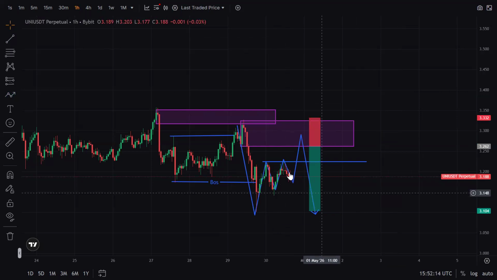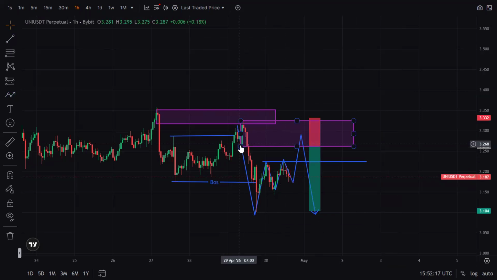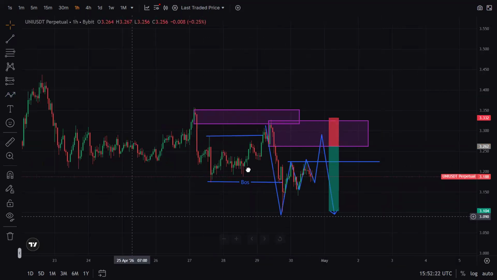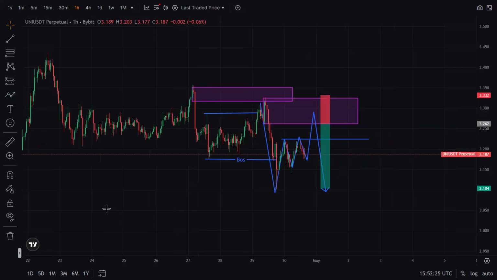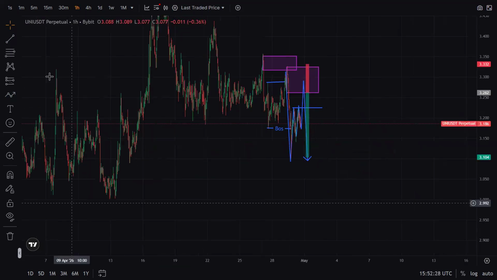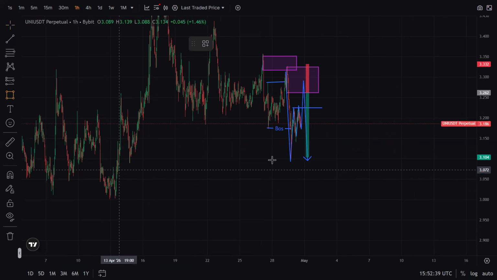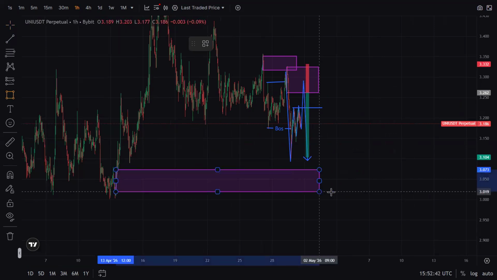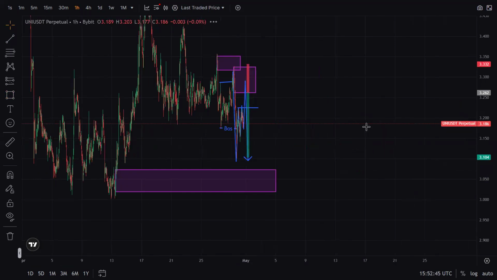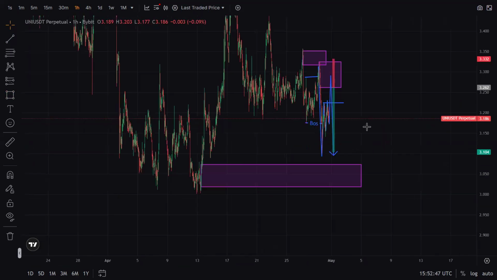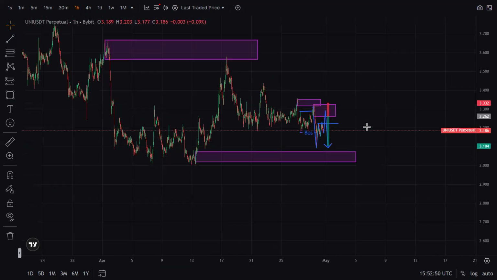So this is what I'm expecting. I'm expecting this because here's a valid supply that broke structure. And from the left side, price has not mitigated anything. Let's look at it. From the left side, price did not mitigate anything. The major demand here that price would have mitigated is right here. So we are still safe to take a sell. We are still safe to take one more sell.